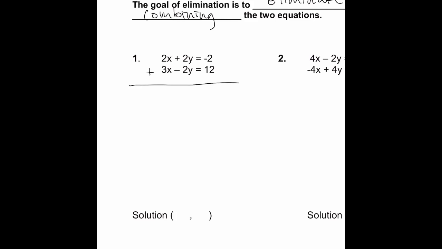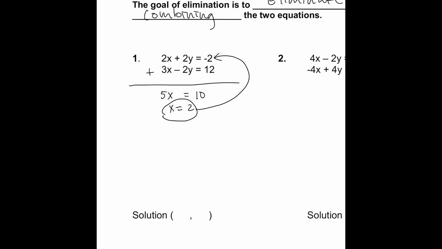So if I add 2x plus 3x, that is equal to 5x. If I combine positive 2y and negative 2y, that eliminates, which is what we need to do. Negative 2 plus 12 will equal 10, which makes x equal to 2. After you figure out one of the variables, you're going to substitute it into one of the equations.